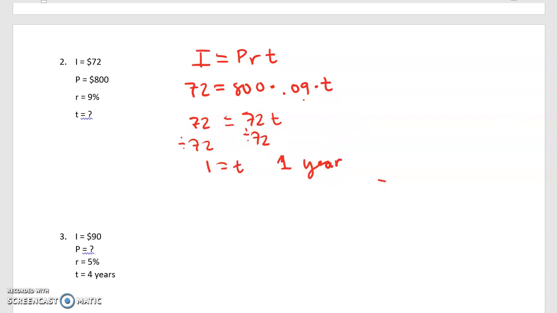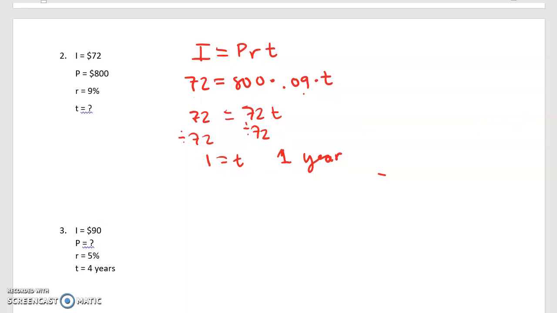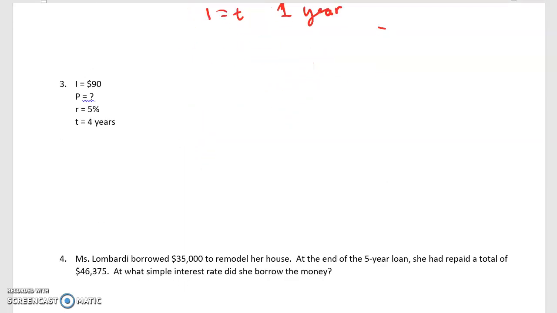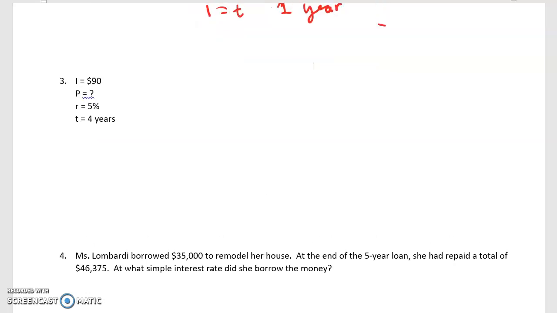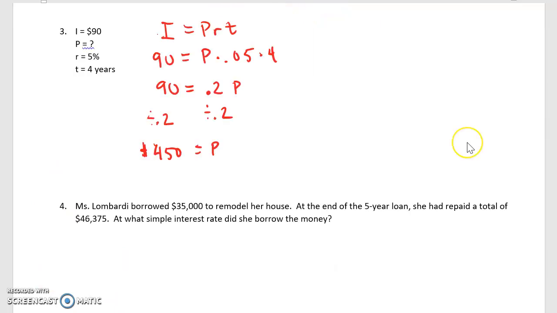I want you to pause the video, try problem 3 on your own, and then come back and look at my answer. Oh, we have 3 and 4. Oh, good. So try 3 and 4, pause the video, and then take a look at mine. So after looking at this, I think let's do problem number 3 together. I'll show you problem number 3, and then we'll do problem number 4 together.